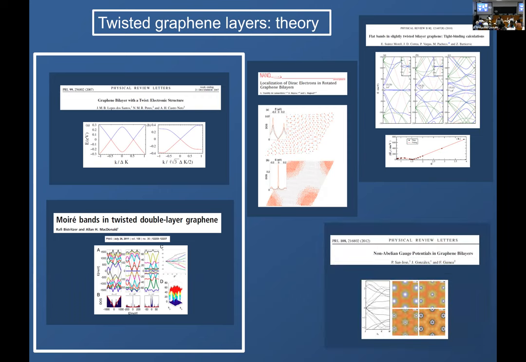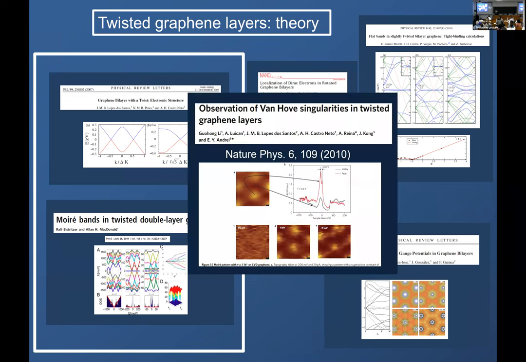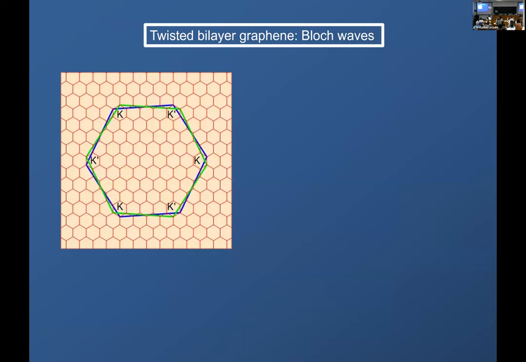And shortly later, we cooked up a simplified model where the bands were not approximately flat, but infinitely flat, which is now called the chiral model. And experimentally, as I just mentioned in the previous talk, such features related to new Van Hove singularities and such things were already measured with an STM by Ivan Brihuega and collaborators.